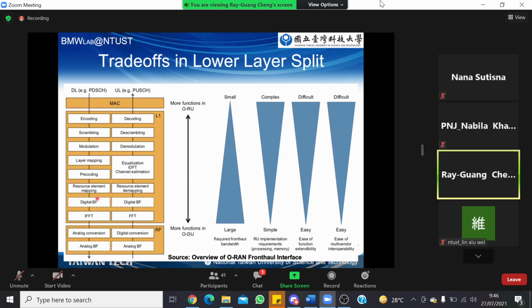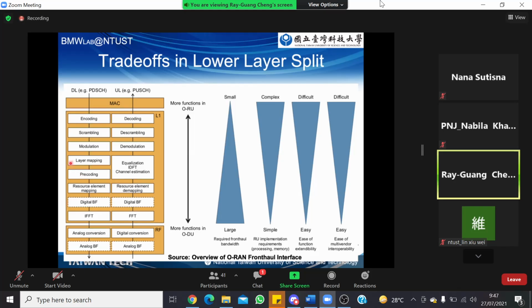Then you map resources to the resource element. This is the resource element mapping we just mentioned. In LTE, the resource element is actually a subcarrier times a symbol time. So it maps all the resources to each symbol. So you can do so-called digital beamforming or analog beamforming. Whenever you want to do beamforming, you need to adjust the weight.